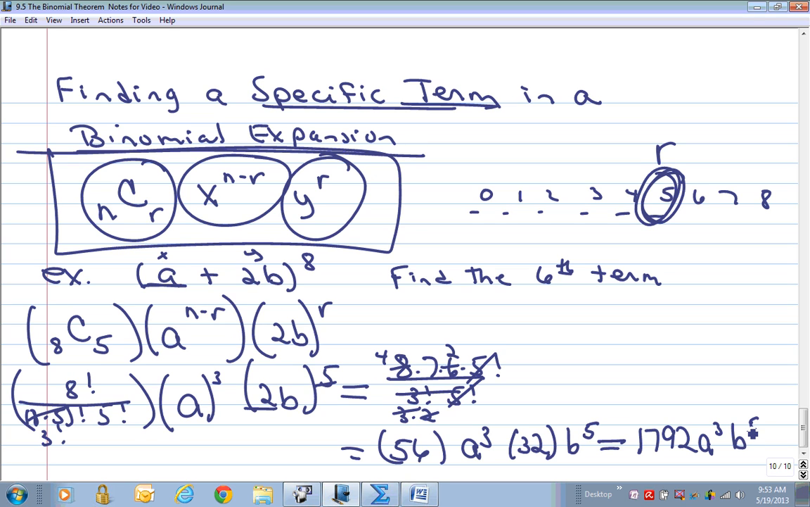Let's just double check a couple of things. 3 and 5 do add up to 8, so I think we're good right there since the original was the 8th power. That's just a small, quick check to notice in case you make a careless mistake. All right, there's our answer, and that's how we would find a specific term.